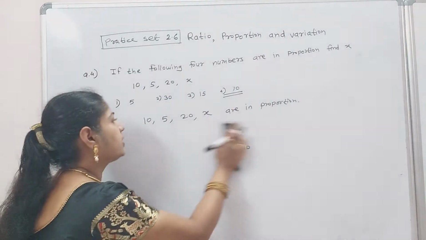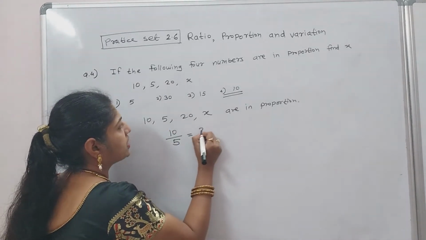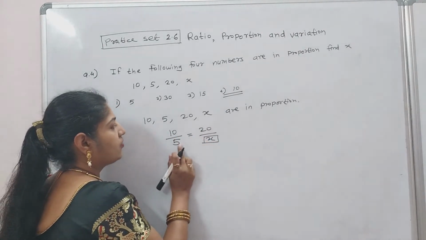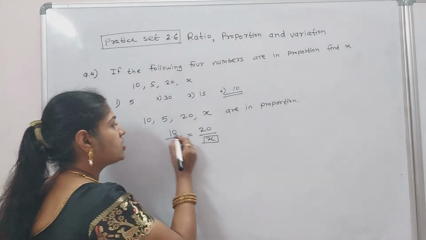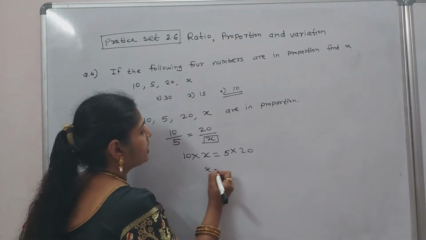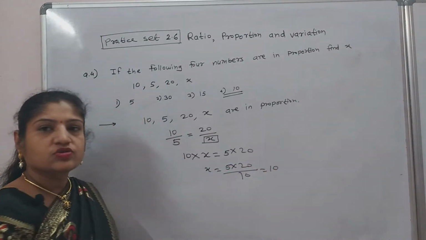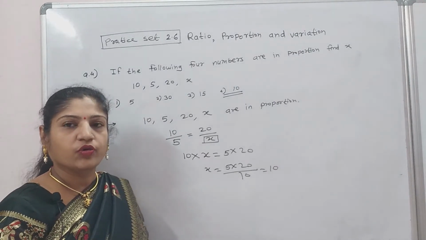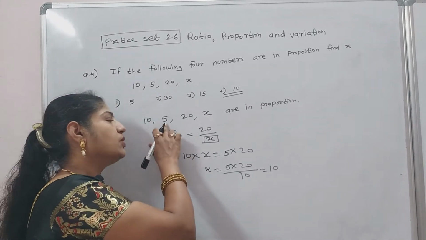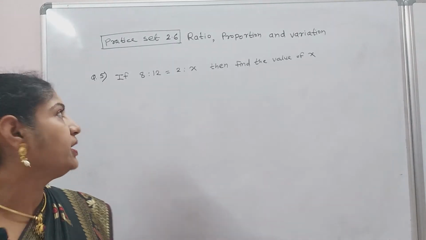Or in short, we write 10 upon 5 first ratio equal to second ratio. 10 2s are 20, 5 2s are 10. Or by cross multiplication, 10 into x equal to 5 into 20. So x equal to 5 into 20 divided by 10, that is 10. So our answer is option number 4. When 4 numbers are in proportion, then the ratio of the first two number equal to ratio of the last two number.